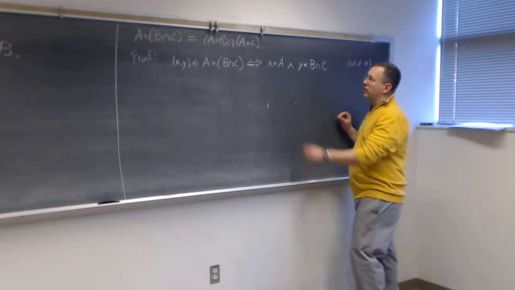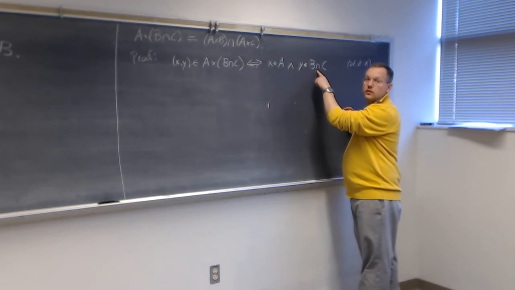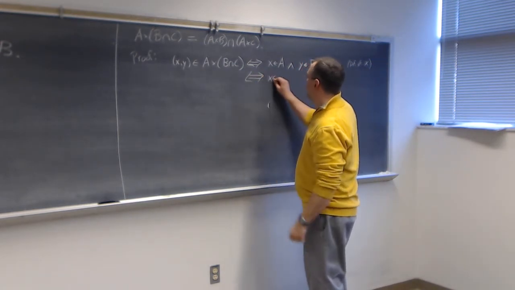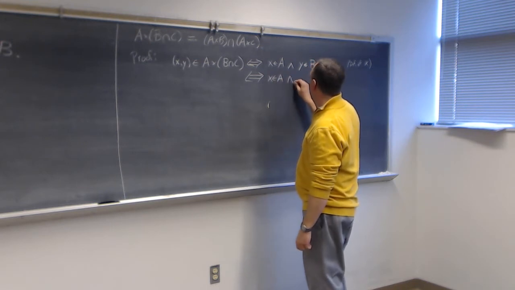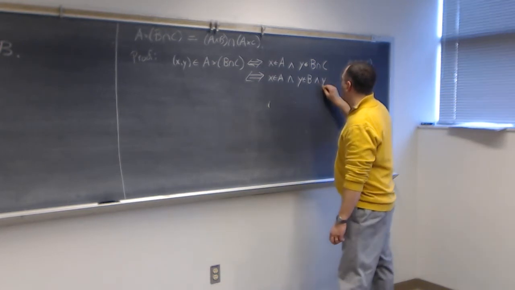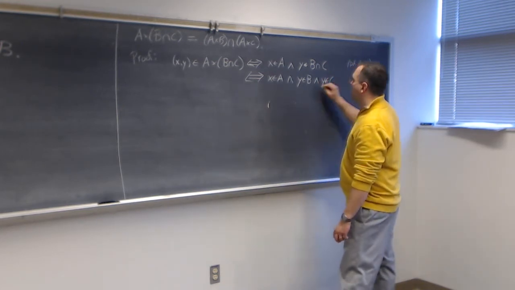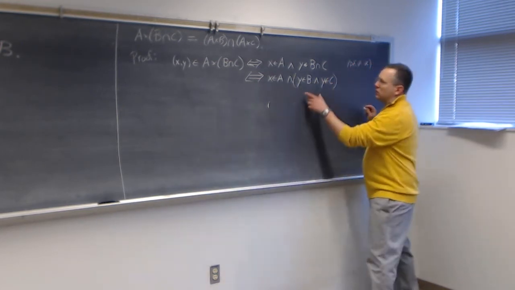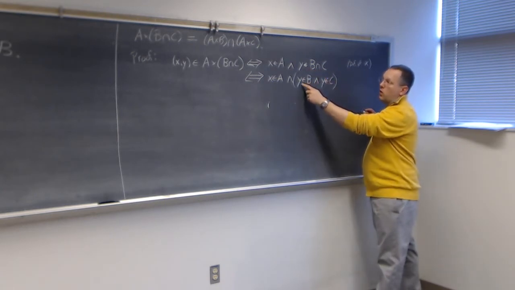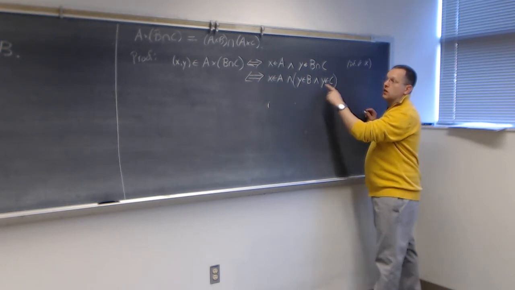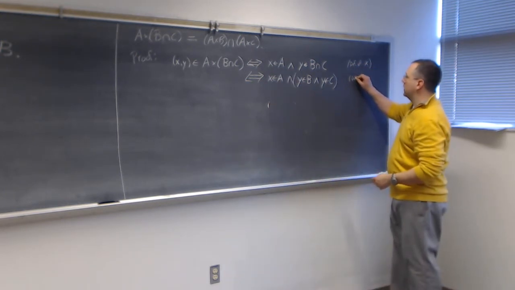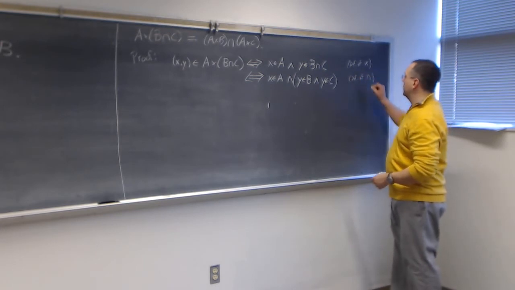Okay? All right. Now I'm going to use the definition of intersection. So x is an element of A, and y is an element of B, and y is an element of C. I might even put parentheses here. So this is the definition of an intersection. If y is in this intersection, then y is in B and y is in C. So that justifies this if and only if statement.